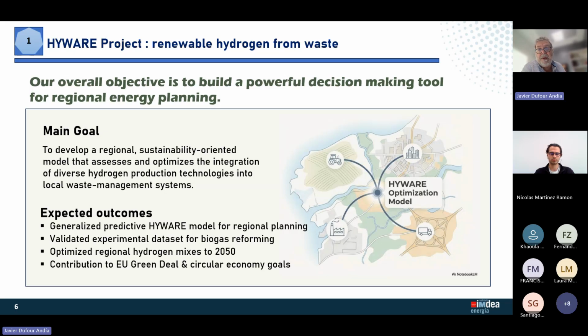We have this predictive HYWARE model that Nicolas will explain later. Also, our colleagues from the thermochemical process unit at INDEA made a deep experimental work about the biogas reforming, dry reforming in this case. And with all this information, we tried to integrate this hydrogen production in the hydrogen mixes, in this case from the community of Madrid. And finally, all the results could be also a good support for policy making at the European or the Spanish level.